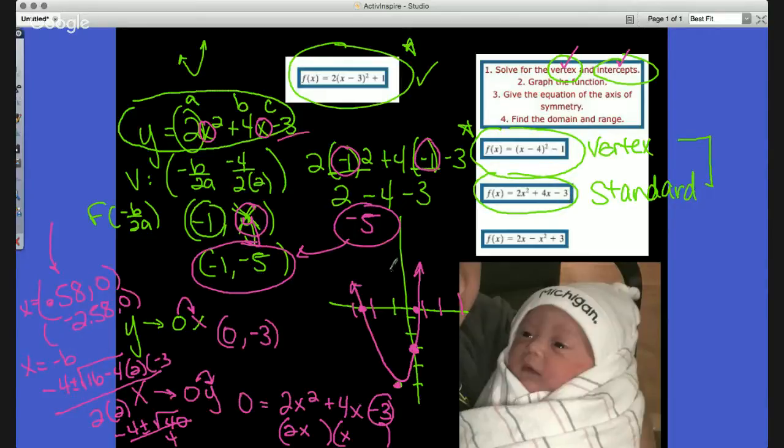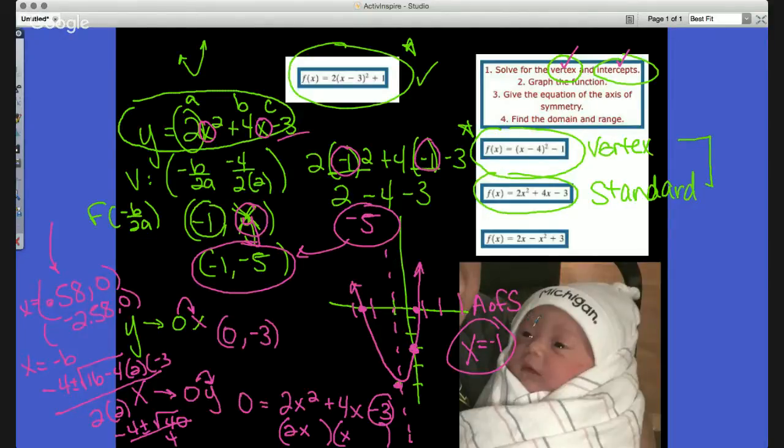Now the other stuff's easy. The axis of symmetry is what divides it in half. It's actually the vertical line. So this would be x equals negative 1 as my axis of symmetry. I put the axis of symmetry in, okay, and it divides it in half.